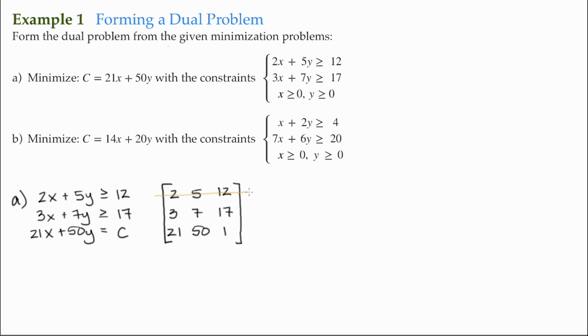So we'll take this row here and make that the column: 2, 5, and 12. And you can see it becomes this one here. We'll do the same thing for this row here. We have 3, 7, and 17, as you can see. And we'll do it for the final row here: 21, 50, and 1. And we can see it right here. So now we can close off the matrix. This is the transposed matrix of the simple basic matrix that we made here.